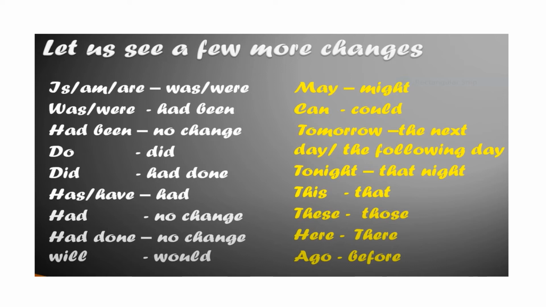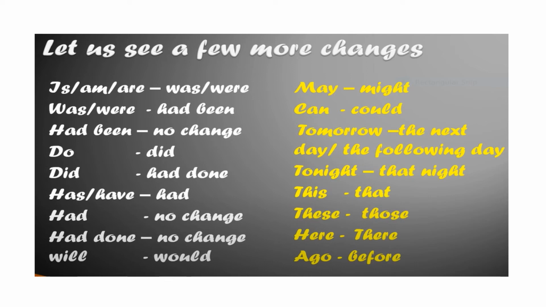Let us see this table which shows a few more changes that we are supposed to make when we are changing sentences from direct to indirect speech. Is, am, are changed to was, were, that is, present tense words are changed to past tense. Was, were is changed to had been. Was, were is in past tense, that is changed to past perfect. Had been is already past perfect, which undergoes no change.